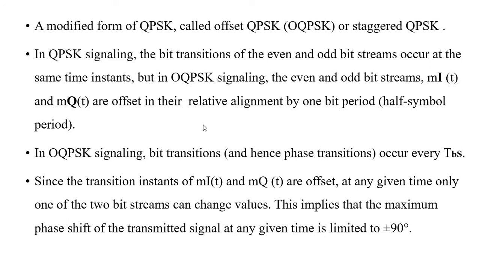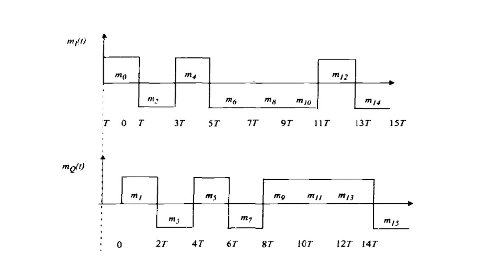So here the transitions of bits, everything will be based on the QPSK, but here the only change is that we are introducing a half symbol period delay. We are introducing a delay of half symbol period, or we can say that the phase shifts can occur in half a symbol period in offset QPSK. So thereby in this offset QPSK the bit transitions occur every Tb, and here we are able to limit the phase change up to a maximum of 90 degrees, so it won't go for 180 degrees.